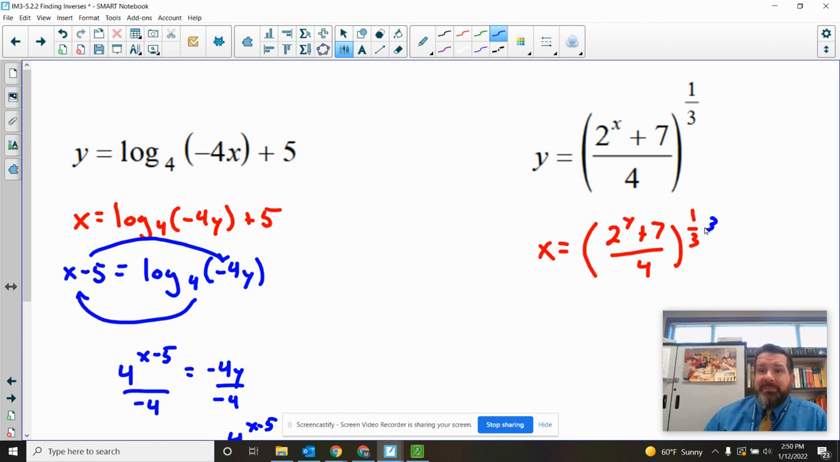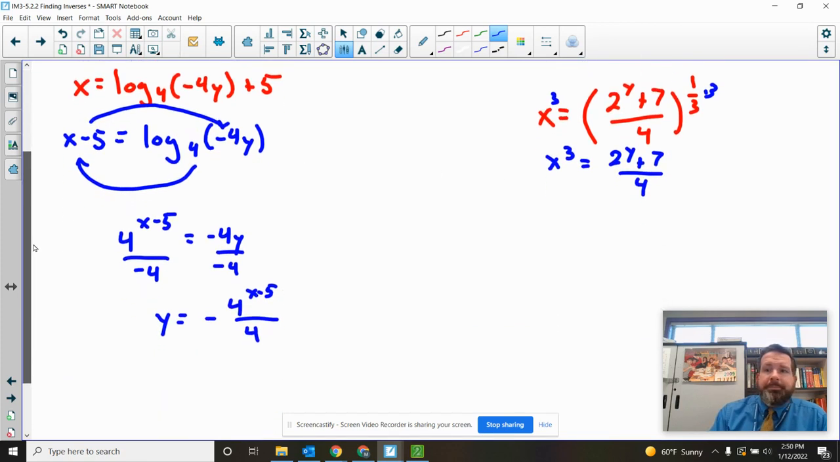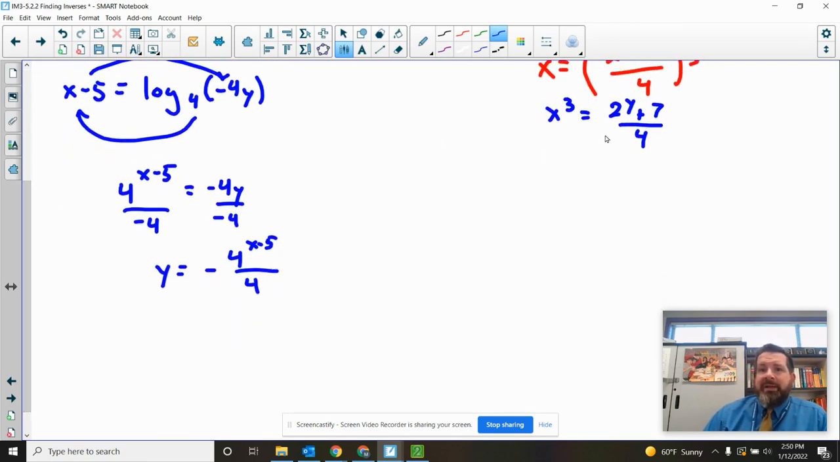So first, raise both sides to the power of 3. I don't think I left myself enough space there. 2 to the y plus 7 over 4. Next, let's get rid of that divide by 4. So multiply by 4 both sides. So 4x to the 3rd. Next, subtract the 7.